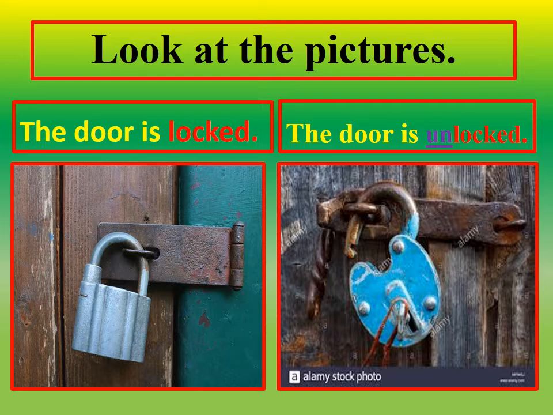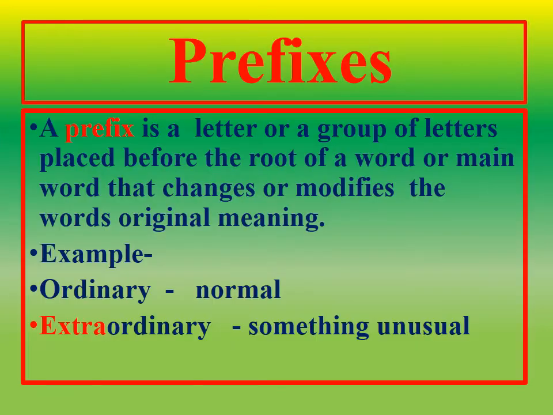Now can you tell me, children, what are the letters like un called? The letters like un are called prefixes. Now what are prefixes? A prefix is a letter or a group of letters placed before the root of a word or main word that changes or modifies the word's original meaning.